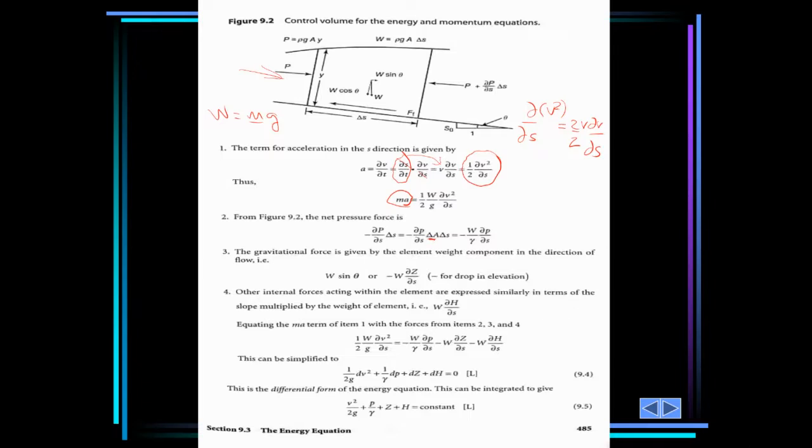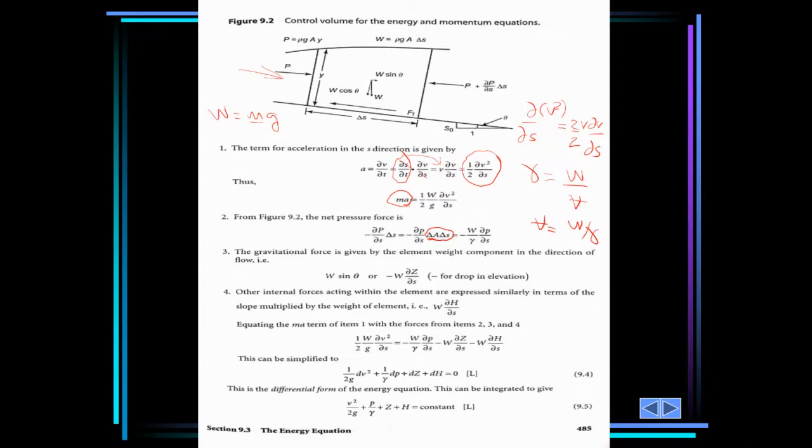If we remember, in fluid mechanics, the specific weight is W over the volume. So now ΔA Δs is the volume. So the volume is going to be the weight over gamma. So volume is now equal to the weight over gamma, which is exactly what we have here. Weight over gamma minus ∂P/∂s. Now, this is the analysis of the net pressure force.